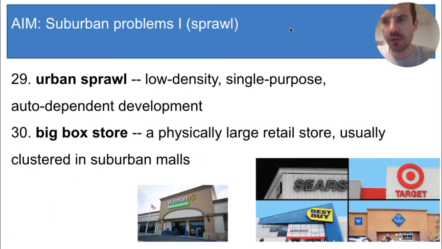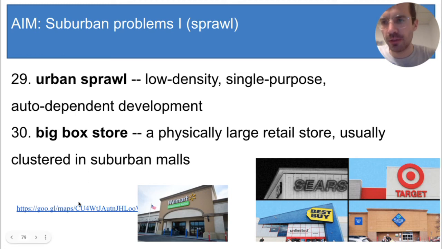A visual marker of urban sprawl is the presence of what are called big box stores. Big box stores are physically large retail stores that take up a lot of land and space, and they're usually clustered in suburban shopping malls. Big box stores are accessible only by car, and they have huge parking lots where people can park. They're found outside of cities because land is cheaper there, and the stores need a lot of land. These pictures show some examples of big box stores. Although you might have seen some of these in a city, they're much more common in suburbs.